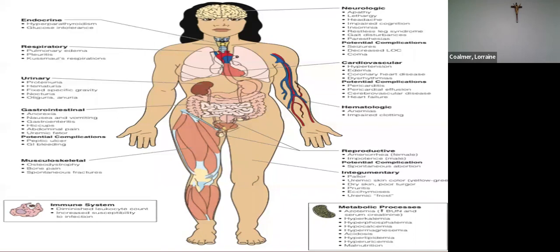Hyperkalemia, so the K is going to be high because I cannot excrete. Hypocalcemia. Why is my calcium low in renal? What do I need for my kidney?